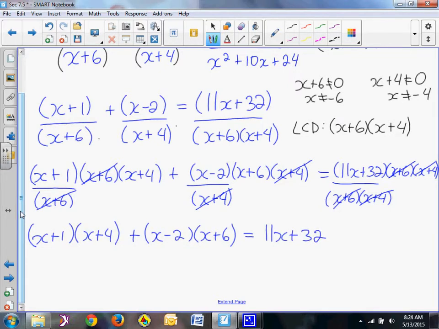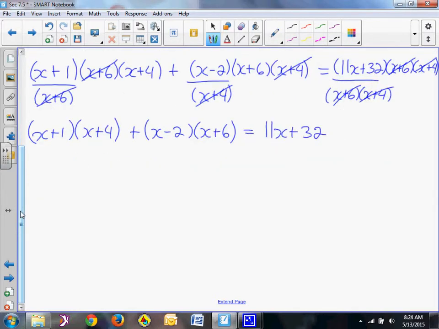So there's no fancy shortcut. I actually need to FOIL out my x plus 1 and my x plus 4, and then my x minus 2 and x plus 6. So let's do that. x times x is x squared, x times 4 is 4x, 1 times x is 1x, 1 times 4 is 4, plus x times x is x squared, x times 6 is 6x, negative 2 times x is negative 2x, negative 2 times 6 is negative 12, and that's equal to 11x plus 32.